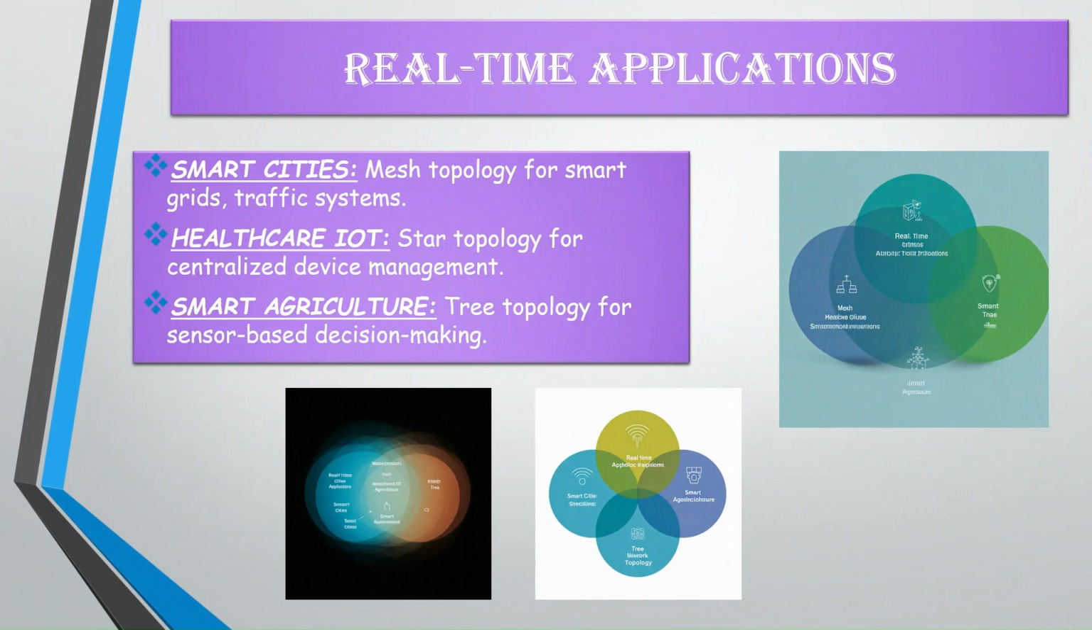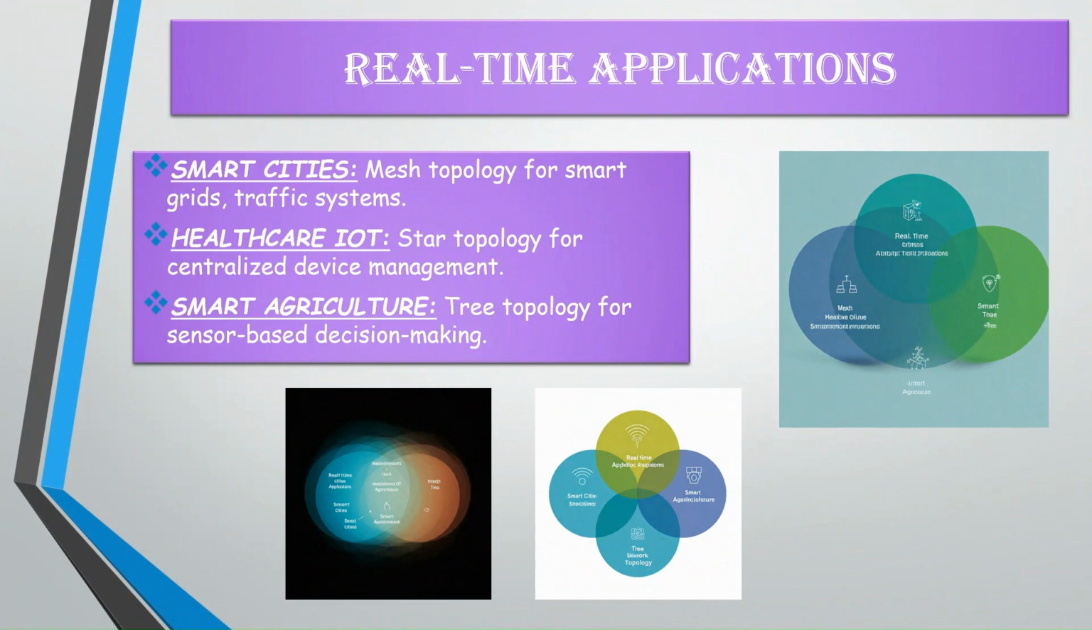Smart agriculture is another area where IoT is making a significant impact. Tree topologies can be used to create sensor networks that collect data from various locations in a field, enabling farmers to make informed decisions based on real-time information. These are just a few examples of how different network topologies can be applied to real-world IoT applications. By carefully considering the specific requirements of your project, you can select the most appropriate topology to ensure optimal performance and reliability.